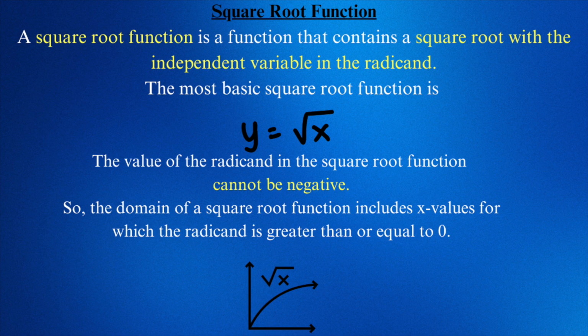So it's really important to understand that when we have a square root, we cannot take the square root of a negative number. That is not a real value that exists. So when we're looking at our equation, our radicand, our value underneath the square root, has to be greater than or equal to 0. And that will help us find out what values of x are possible for this equation. We call that the domain.